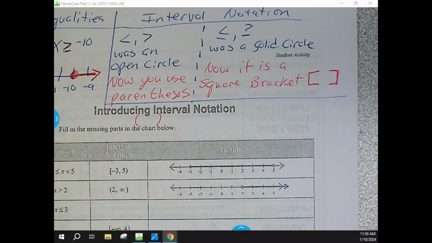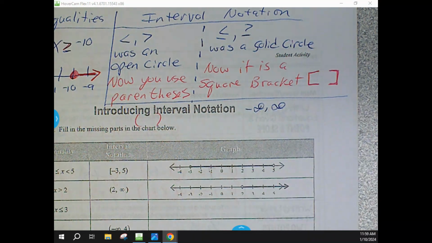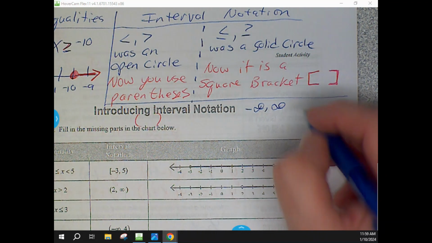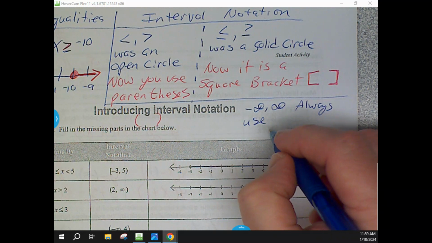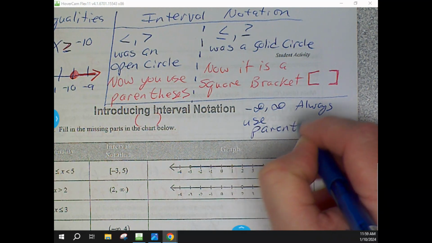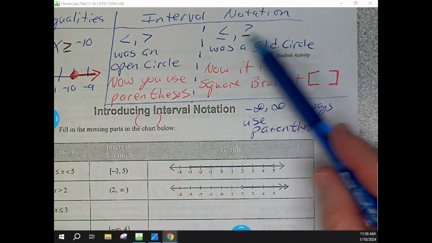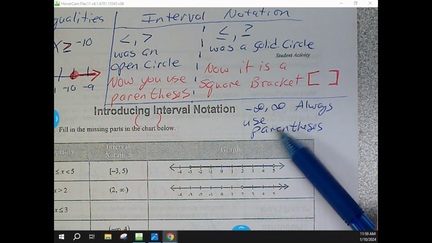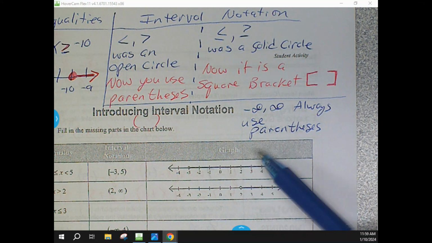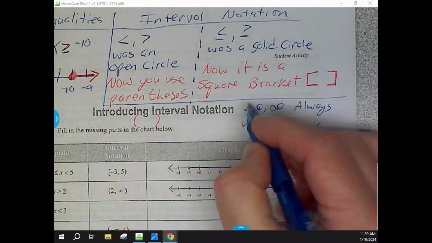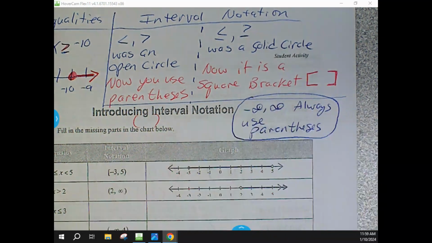Okay, now one little exception to the rule we'll put down here. If you use negative infinity or infinity, you're always going to use parentheses. It doesn't matter. A lot of times they'll say, oh, it's less than or equal to, we've got to use a square bracket. Well, if it's infinity or negative infinity, it doesn't matter what it is, no matter what you do with infinity, you always use a parentheses when you describe it with interval notation.